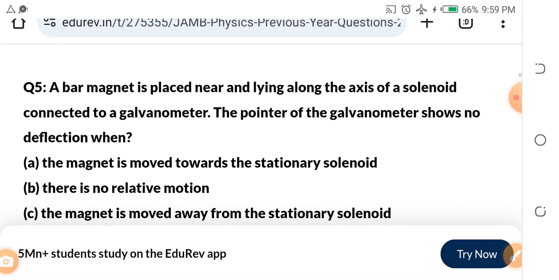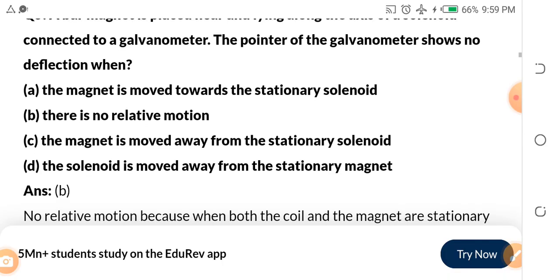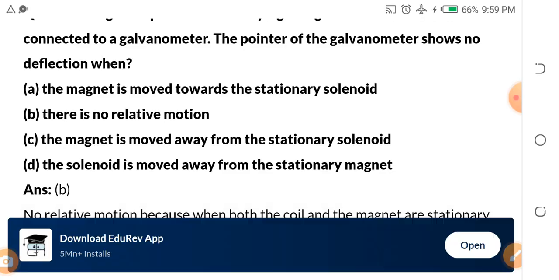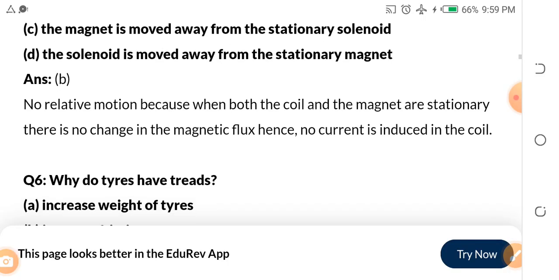The answer is when there is no relative motion. That is B. When there is no relative motion, the galvanometer will show no deflection. That means the meter will not move. This is because when both the coil and the magnet are stationary, there is no change in the magnetic flux. Hence, no current is induced in the coil.